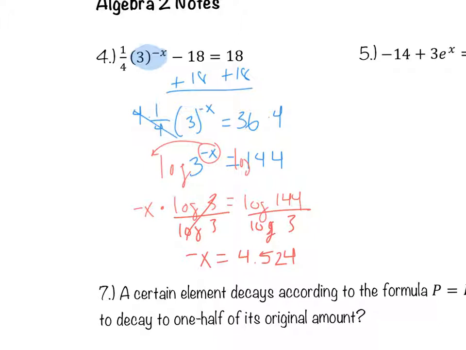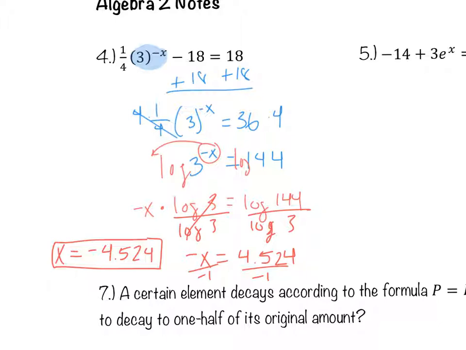And then I just have to divide both sides by negative 1. That just switches the signs. Let me go over here since I have room over here. X will then equal negative 4.524. And that's it.